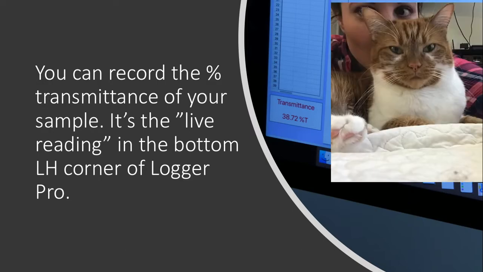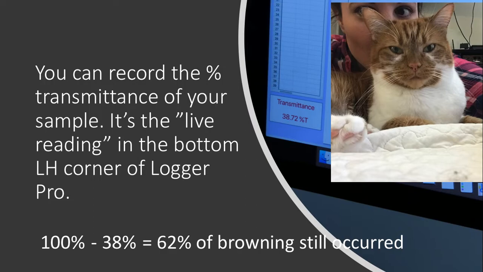So, this is an important slide. I forgot to tell you guys that. 100% transmittance is how we start out, right? So, if we subtract the 38% that we are left with on our reading, then we assume about 62% of the browning still occurred. So you are welcome to use either the 38% or the 62% as your number on your graph. Either works, but this is where ravioli comes in.